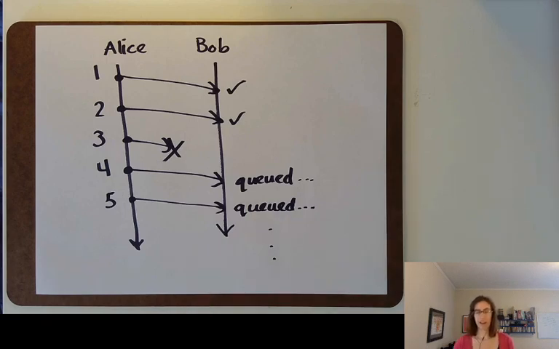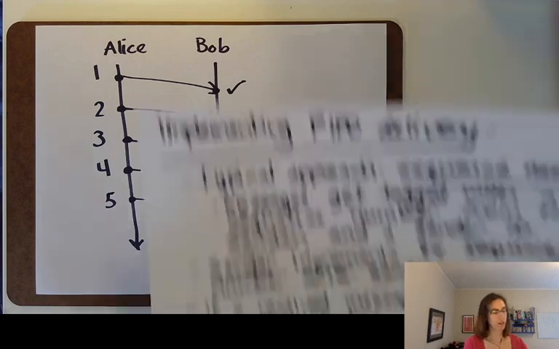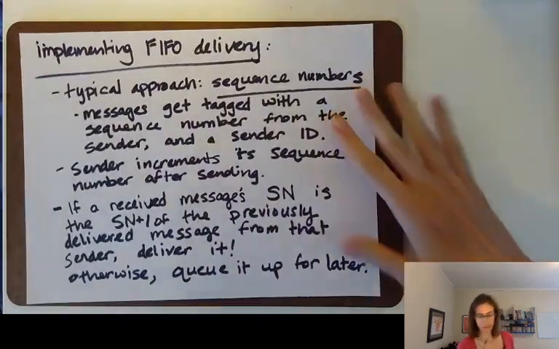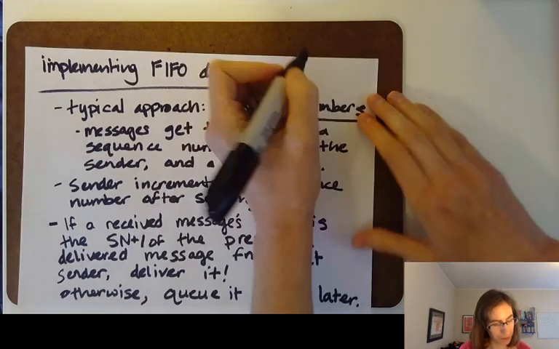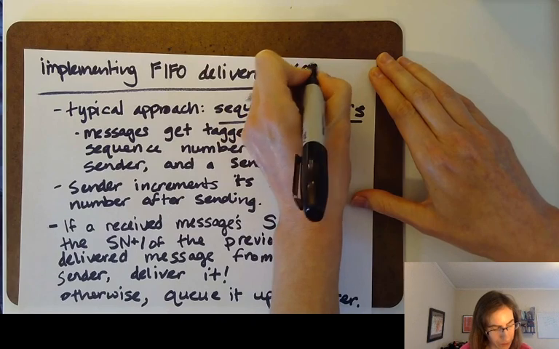So this strategy that we just sketched out for FIFO delivery, here it is again. This only works if you also have reliable delivery of messages. So we'll talk more about reliable delivery later. But this is an approach that assumes reliable delivery.